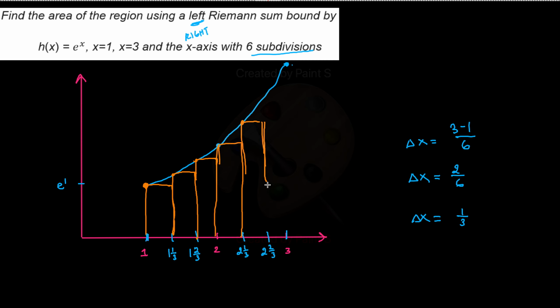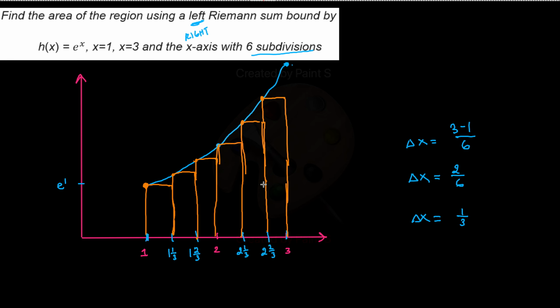Right? Because I got delta x. And now this is what my 6 rectangles will look like when I'm using left endpoints. So I started off to the left, at 1. Now let's find the area of each one of these. So 1/3 is going to be the width for each one.